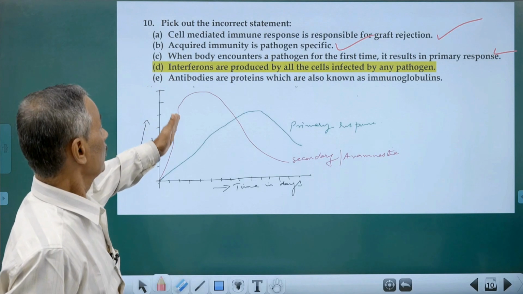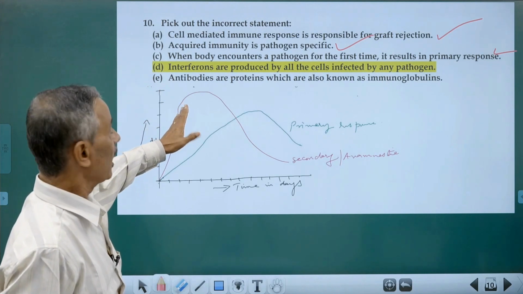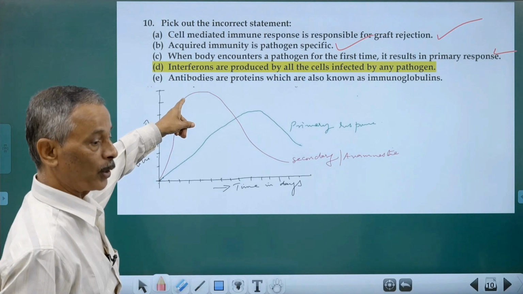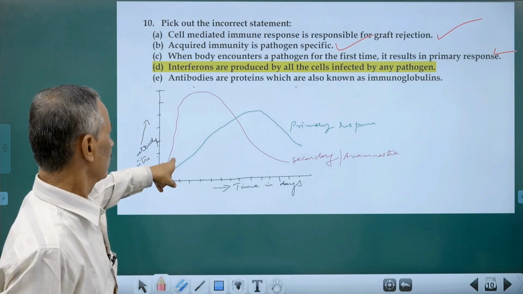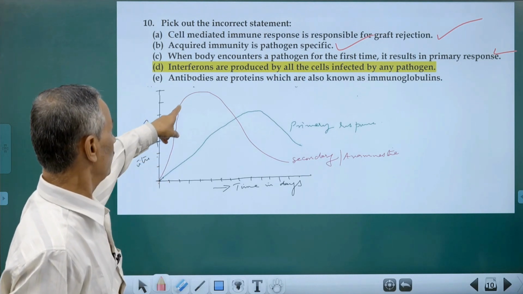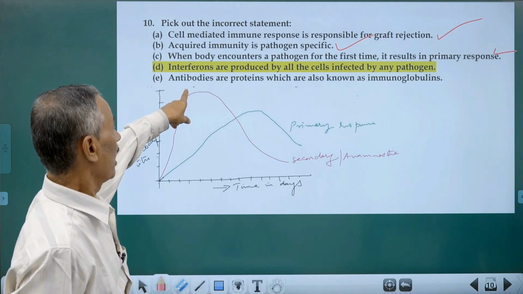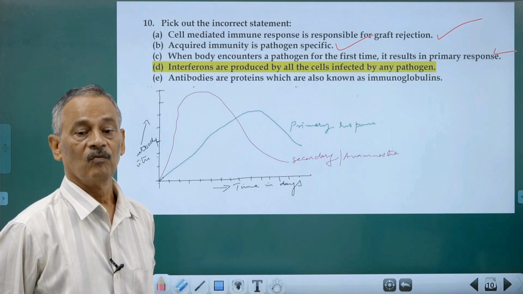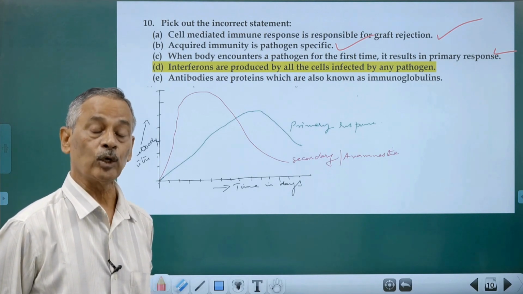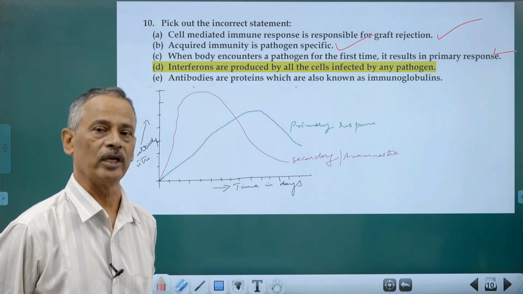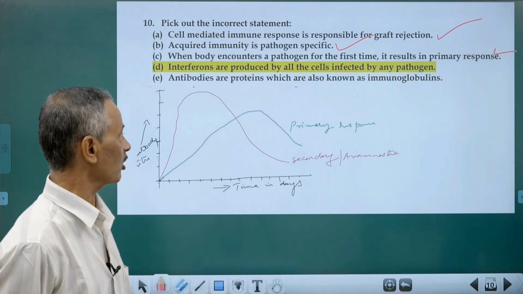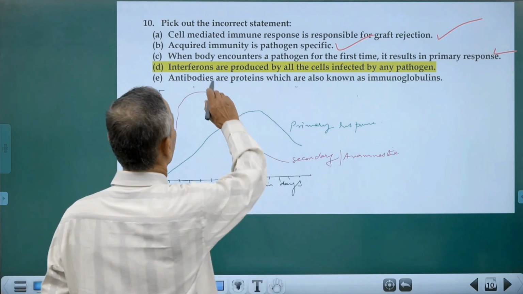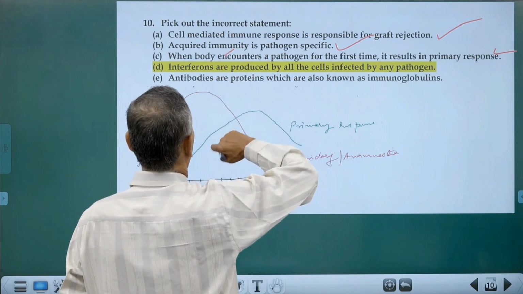Okay, and because of that, the body remembers and produces antibodies. So antibodies are very strongly produced in a quick, short time, so that the antibody titer will be very, very high, and the secondary infection will make our body respond very quickly and strongly. Anamnestic response. Secondary response is very quick and strong. So this part is correct.